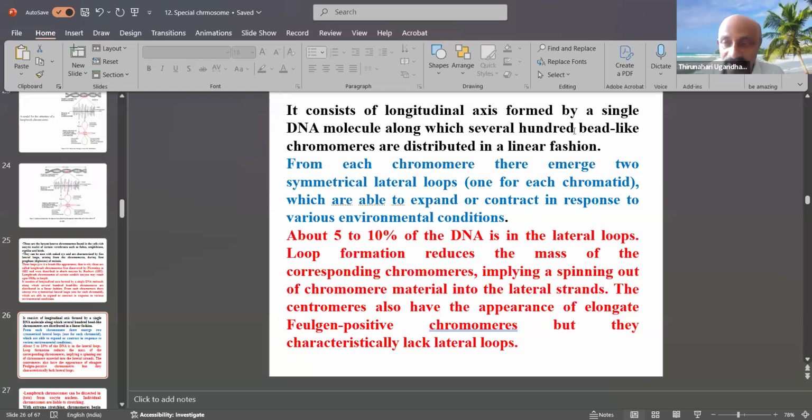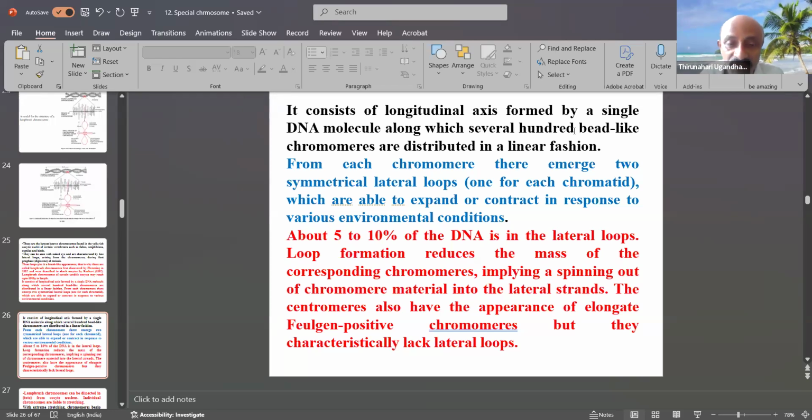About the DNA percentage of each loop of the chromosomes: 5 to 10% of the DNA is in the lateral loops. The loop formation reduces the mass of the corresponding chromosomes. So it is also amplifying the spinning out of chromosome material into lateral strands.